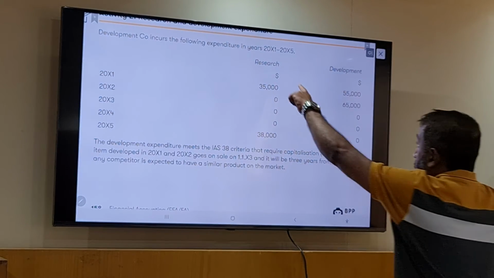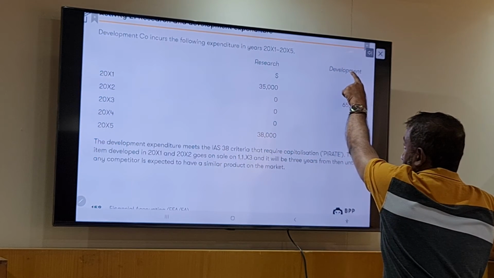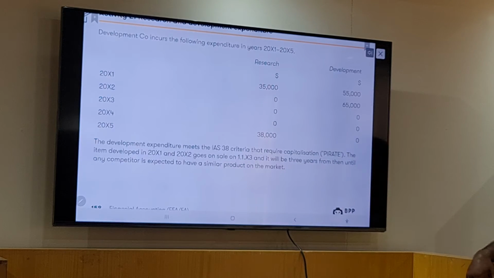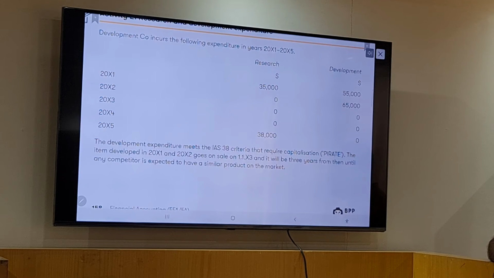You have research, you have development. So what is the accounting treatment for these two? P&L. The 35,000 in which year's P&L? 2011. And the 38,000? 2015. And 55,000 and 65,000, they are saying the development expenditure meets the IAS 38 criteria. That means it is development. We should capitalize. And then the next question is from when we should amortize. From the date when it is commercially available to use, you should amortize. How many years?